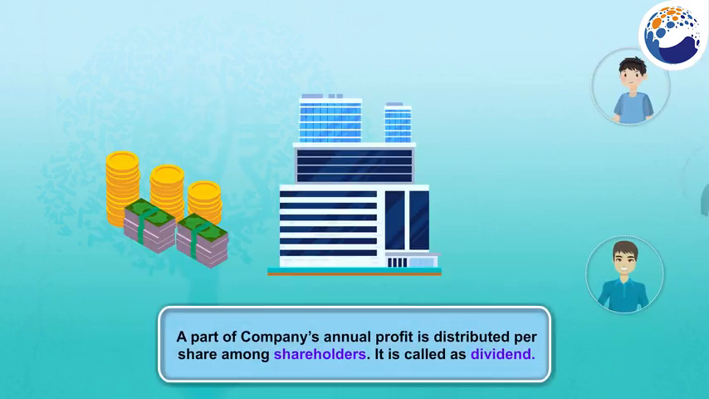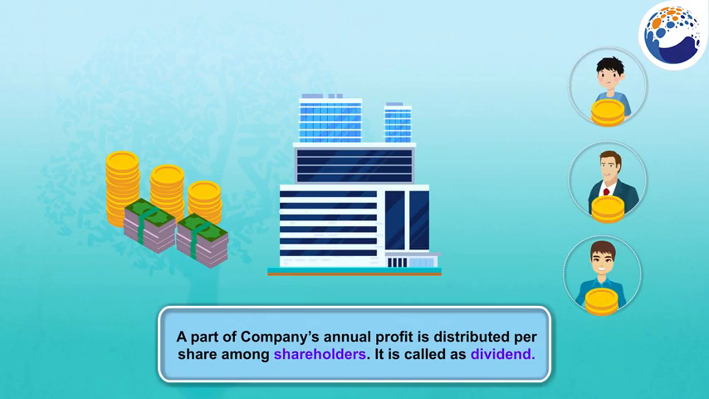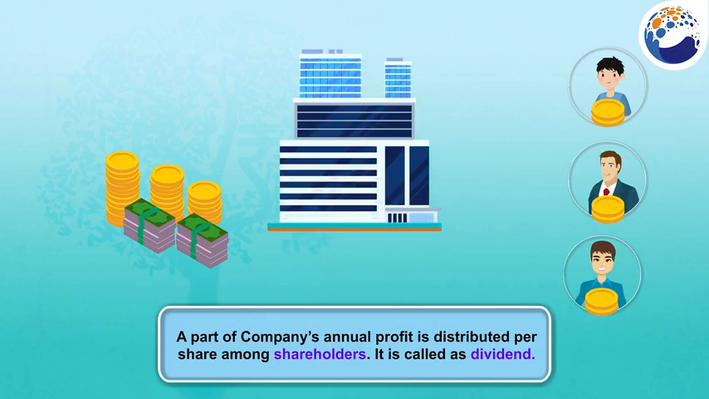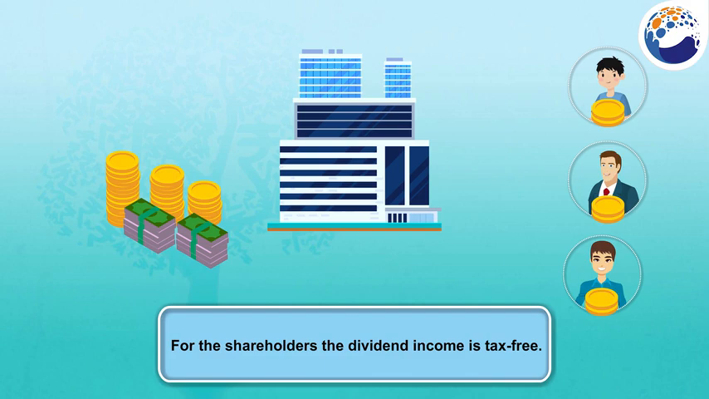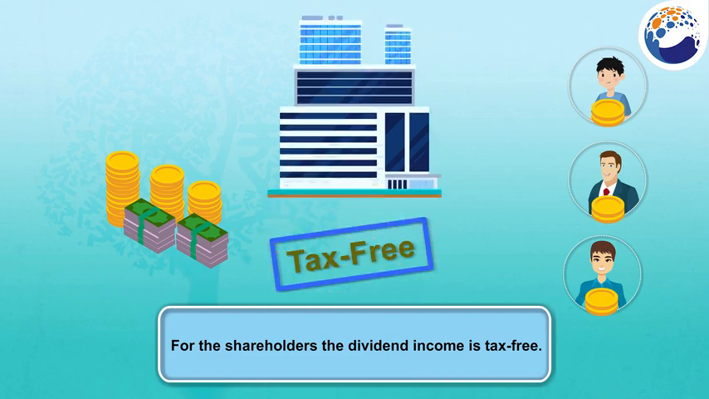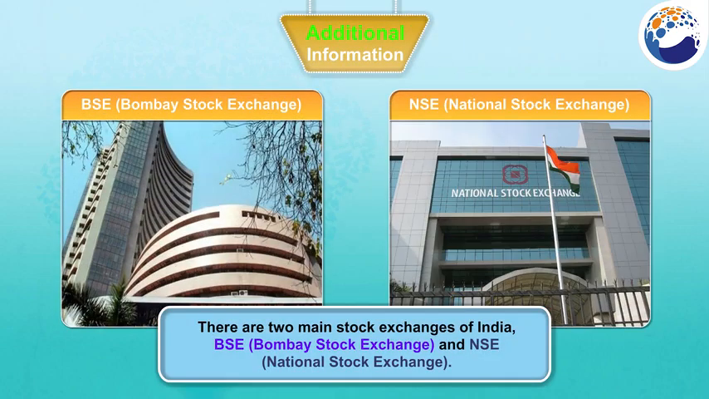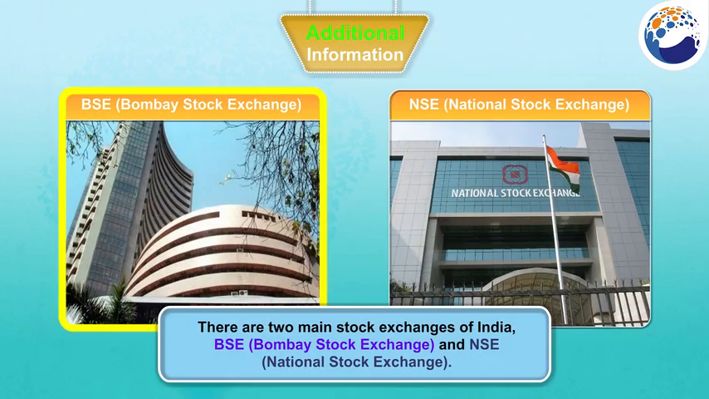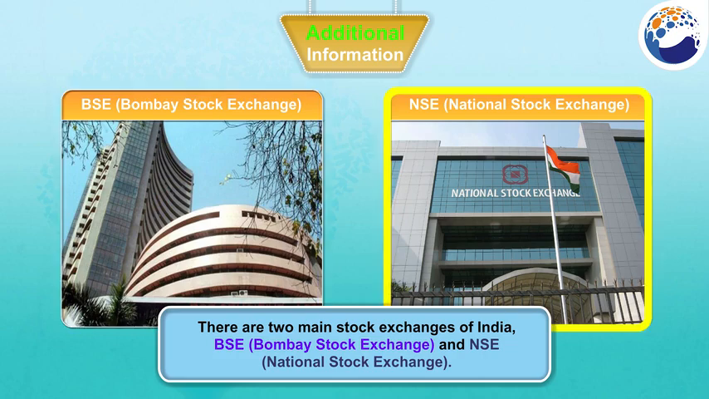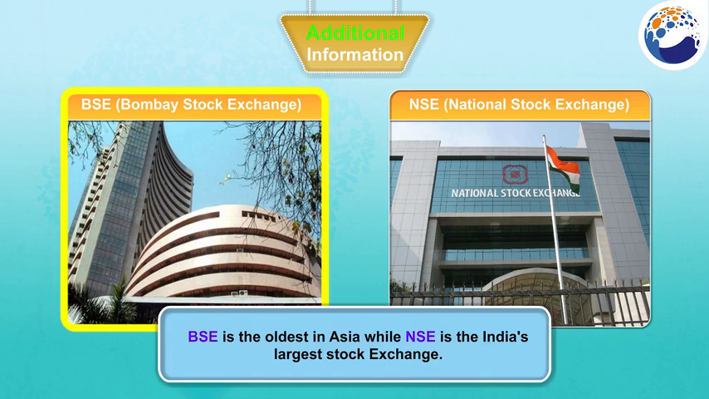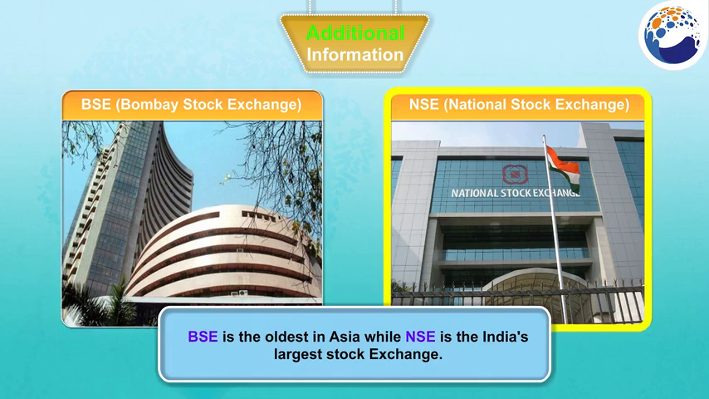A part of the company's annual profit is distributed per share among shareholders. It is called a dividend. For the shareholders, the dividend income is tax-free. Additional information. There are two main stock markets of India, BSE, Bombay Stock Exchange, and NSE, National Stock Exchange. BSE is the oldest in Asia, while NSE is India's largest stock exchange.